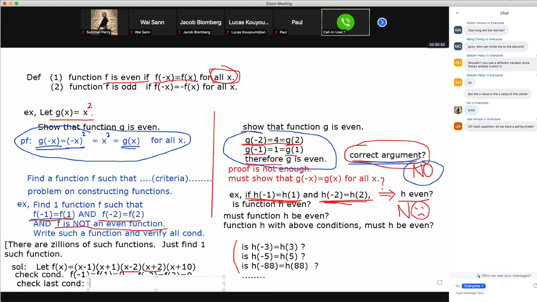What is f of negative 10? Is equal to 0. But what is f of 10? F of 10 is equal to, plug in here. If you plug in 10, what do you get? We get 9 times 11, and then times, plug in 10, we get 8 times 12, and then times 20. And all we care is that this is not 0.